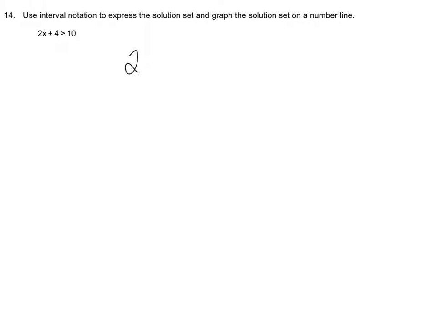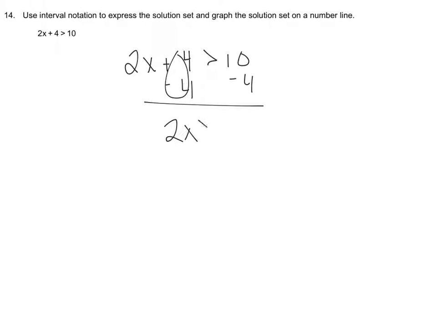This is a linear inequality, so I'm going to solve it just like I would a linear equation, but instead of an equal sign, I'm going to keep the inequality sign. So first, I'll subtract 4 on both sides, and we have 2x is greater than 6. Next, we'll divide both sides by 2, and we get x is greater than 3.